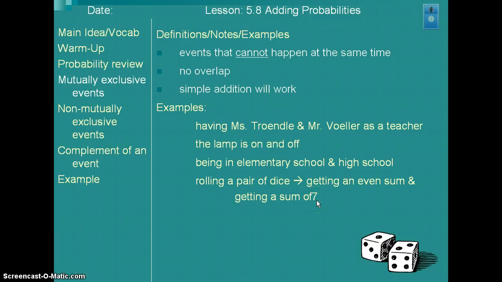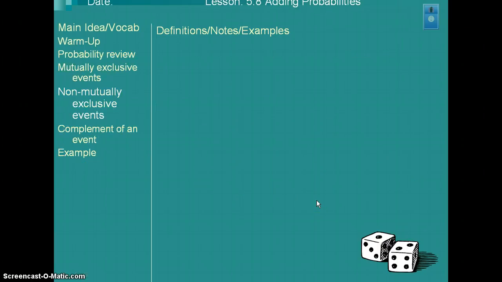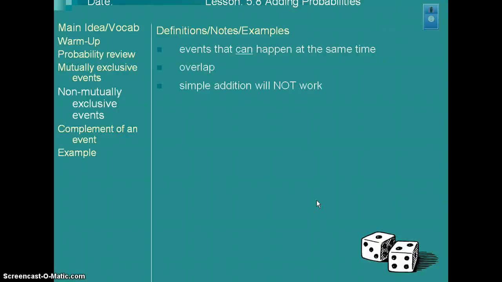If we have mutually exclusive events, we also want to consider non-mutually exclusive events. This is pretty much the opposite. These are events that can happen at the same time. There is some overlap here. Simple addition will not work. In order to do this, we're going to have to do some careful counting. Often with a picture is probably the best way to go.